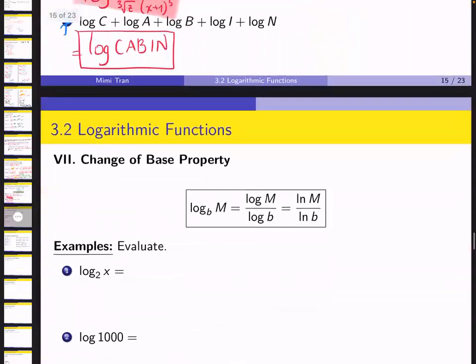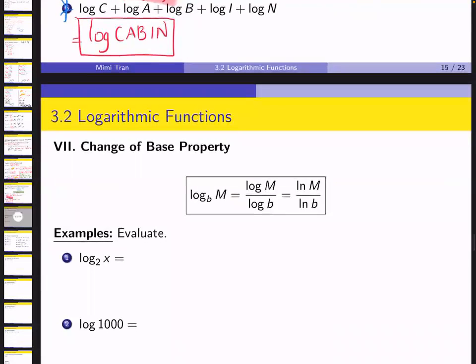All right, change of base. If I have log base b of n, it's the same thing as writing log n divided by log b, in case this is base 10, so you don't write the base. Or if you want to do natural log, you do ln n divided by ln b. Please remember, b is the base, so it's going to be at the bottom.